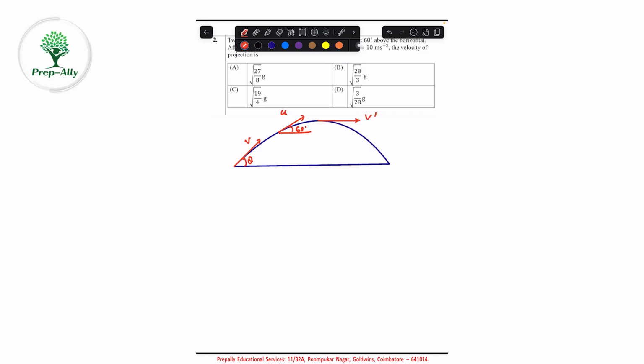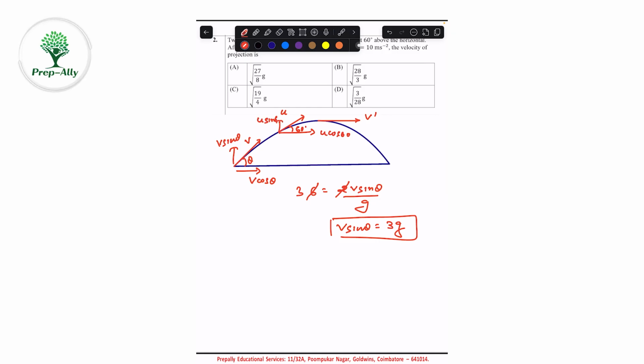We know that if after 3 seconds the velocity has become v dash, that means the particle's time of flight is 6 seconds. So 6 seconds is equal to 2v sine theta by g. 2 and 2 gone, we have v sine theta is equal to 3g. That we got about v sine theta. Now if you check here, the horizontal velocity will be u cos 60. Here the horizontal velocity will be v cos theta. Here the upward velocity will be v sin theta. Here it will be u sin 60.